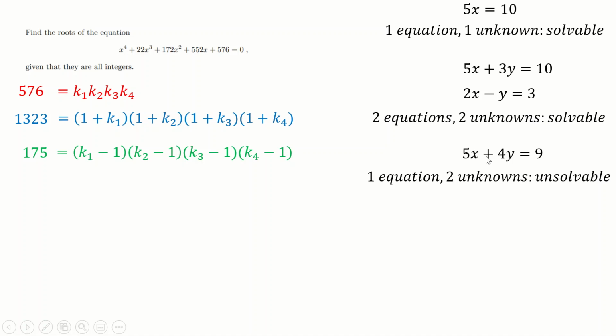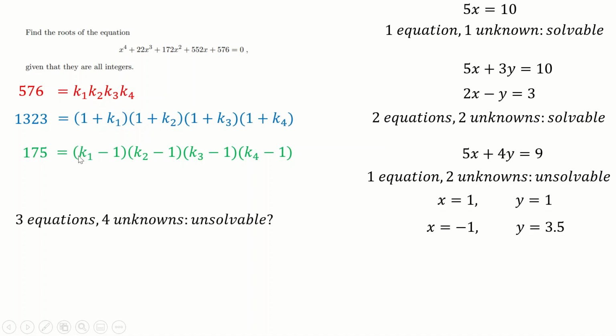Right? I can find solutions to this. If x is 1 and y is 1, that works. But also if x is minus 1 and y is 3.5, that also works. So I don't quite have enough information to pin down x and y. I don't have enough equations. And now here's a problem, because when we look at this, we think, well, how many things am I looking for? I'm looking for 1, 2, 3, 4 things. And how many equations do I have? 1, 2, 3. So this is bad news, because I have too many unknowns for the number of equations that I have.